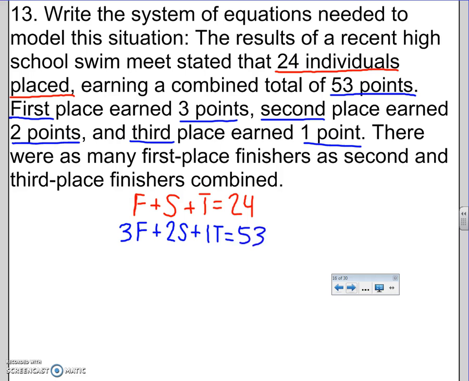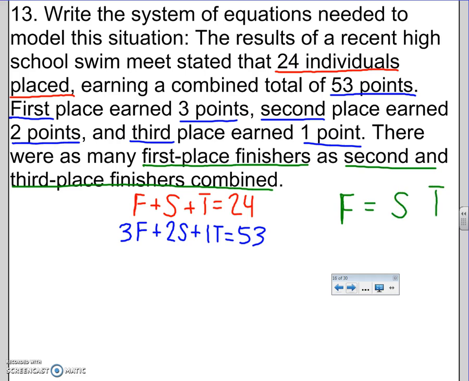So this is very similar to the value equation for money. So if we were talking like $53, and F is like whatever nickels, it'd be like 0.05F. All right, so we have my total individuals equation. I have my total points equation. And that last one is that one tricky one that you have to think about. There are as many first place finishers as second and third place finishers combined. So I'm gonna do this one on the side. All right, first place, they come in first place to second and third place.